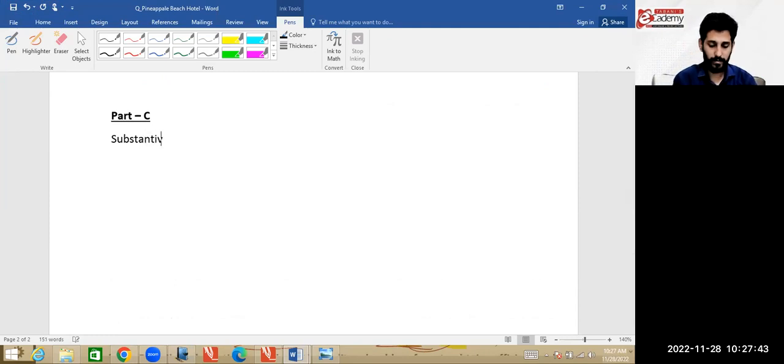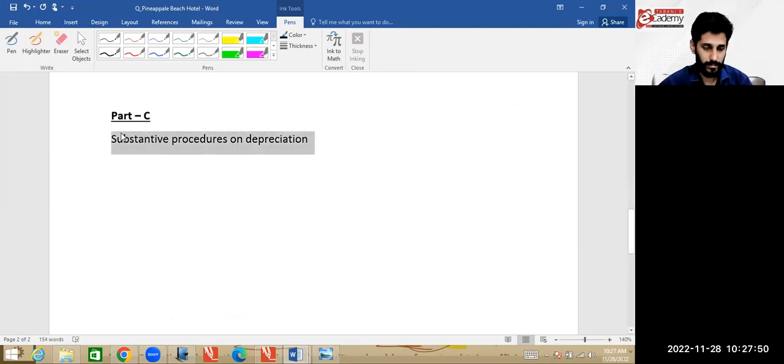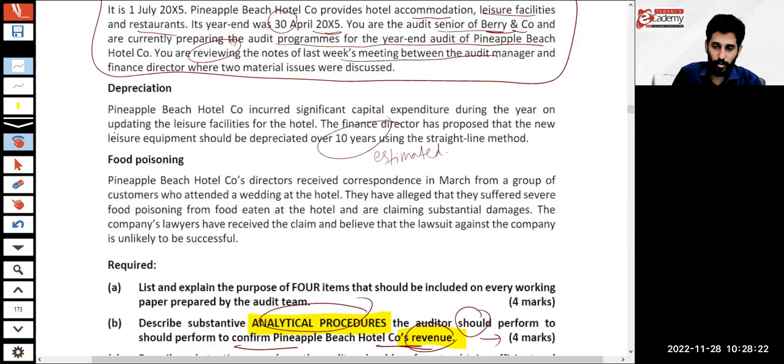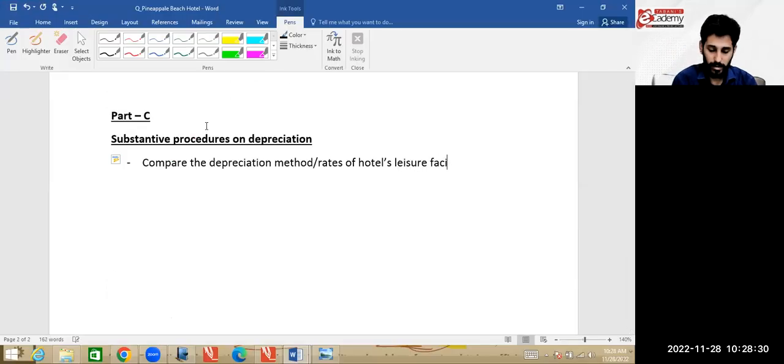Substantive procedures on depreciation. First of all, you will have to compare the depreciation rates and methods on the entire class of equipment over the entire past years to ensure the consistency of the straight line, right? And you will have to compare the depreciation methods or rates of hotels. Leisure facilities, that is the case connection.